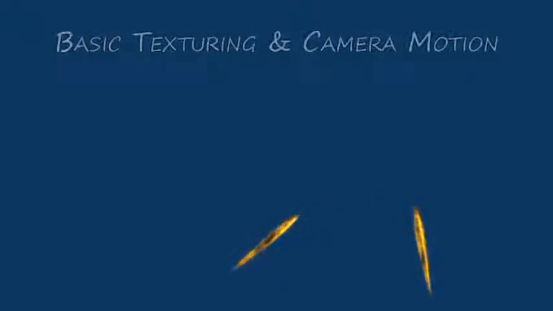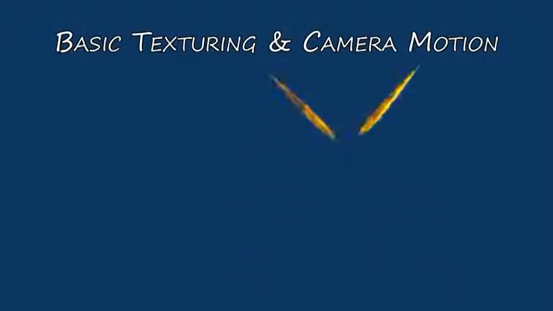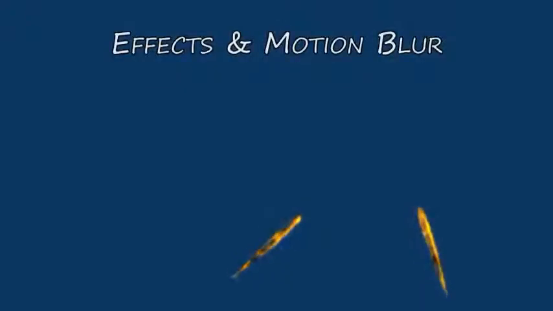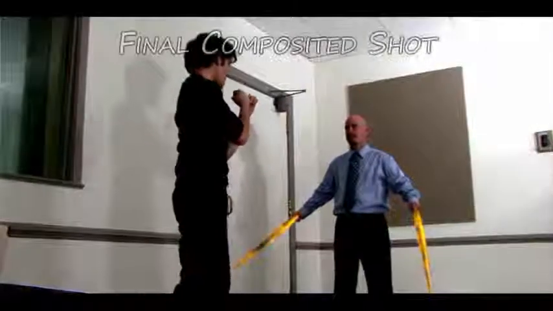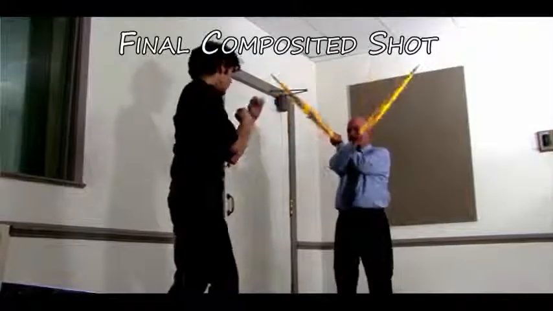I've now applied texturing and camera motion, but no motion blur or anti-aliasing. This is the full CGI rendering with all visual effects applied. And here is the final shot as seen in the film.